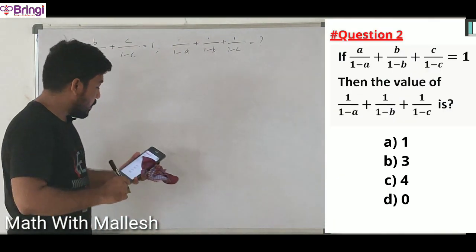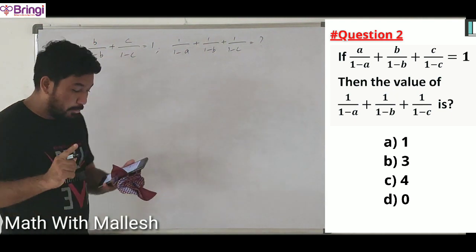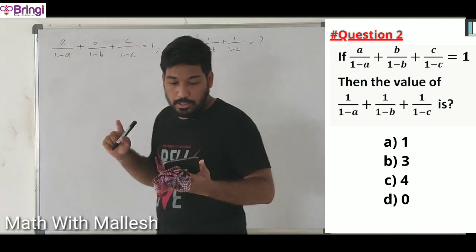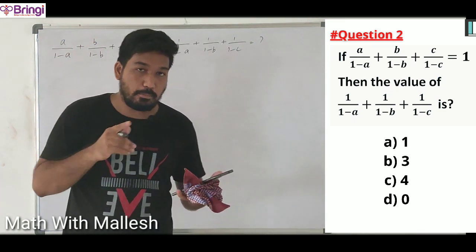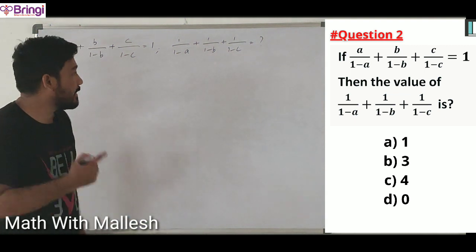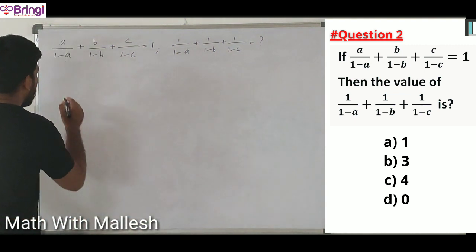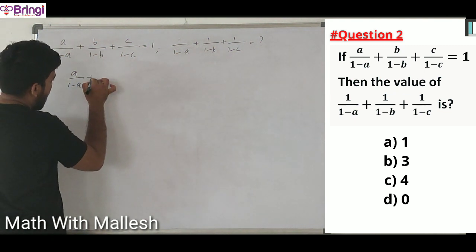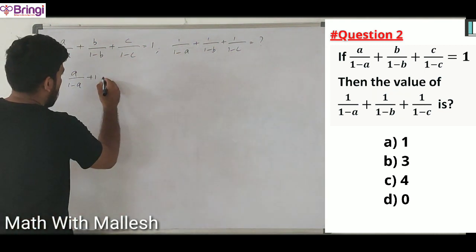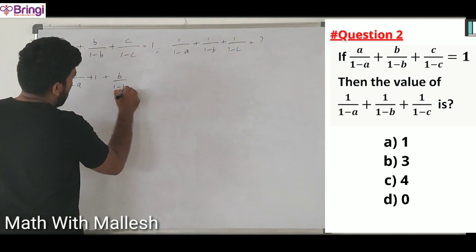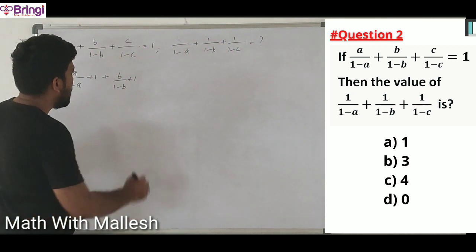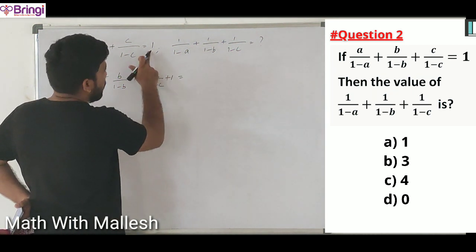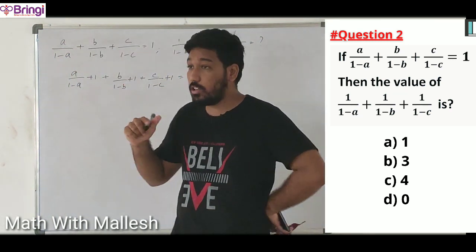So question number 2. a by 1 minus a plus b by 1 minus b plus c by 1 minus c is equal to 1, and they are asking you to find 1 by 1 minus a plus 1 by 1 minus b plus 1 by 1 minus c. It is an easy question and a little bit tricky. See, a by 1 minus a, then add 1, plus b by 1 minus b, again add 1, plus c by 1 minus c plus 1 is equal to, already there is a value of 1 on the right hand side.